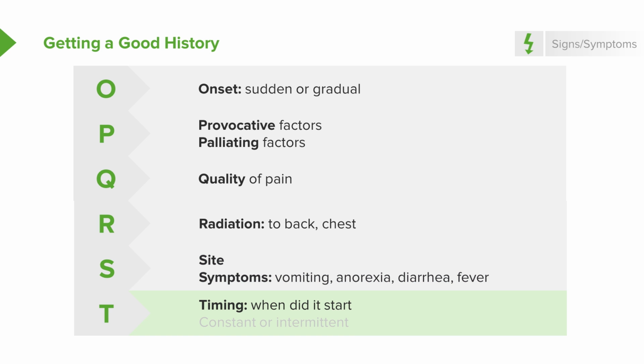The timing, when did it start? Is it constant or intermittent? Colicky pain like biliary colic or renal colic, by definition, is intermittent pain. It's pain that becomes more or less severe. Constant pain is pain that just stays there constantly. Again, helpful to know the way the patient is describing and reporting their symptoms.